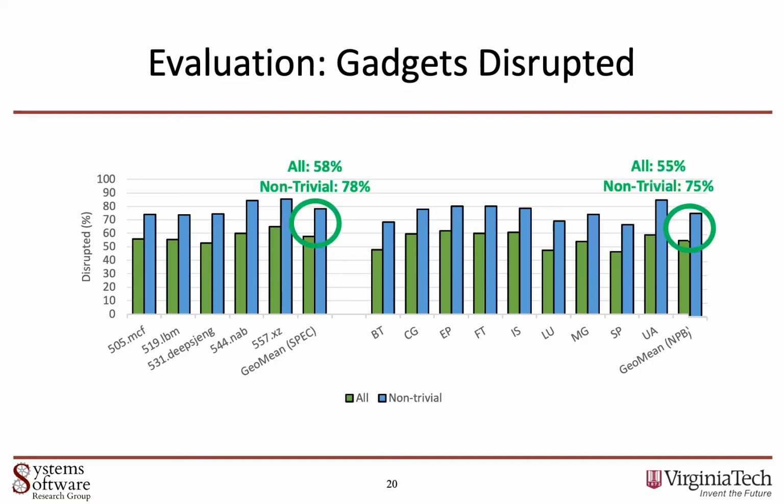For the spec benchmarks, it's able to disrupt 58% of all gadgets and 78% of non-trivial gadgets. For the MPB benchmarks, Chameleon is able to disrupt 55% of all gadgets and 75% of non-trivial gadgets. This means attackers are likely to encounter a gadget that has been rewritten as part of the stack randomization process.